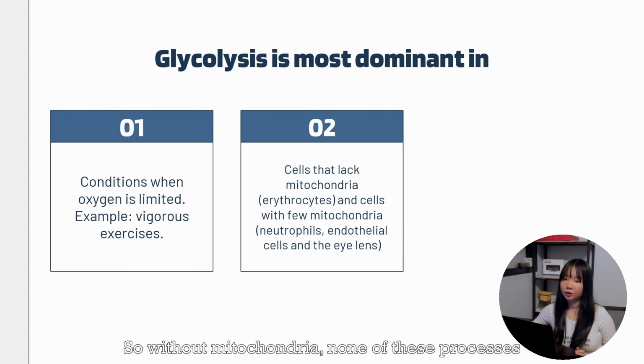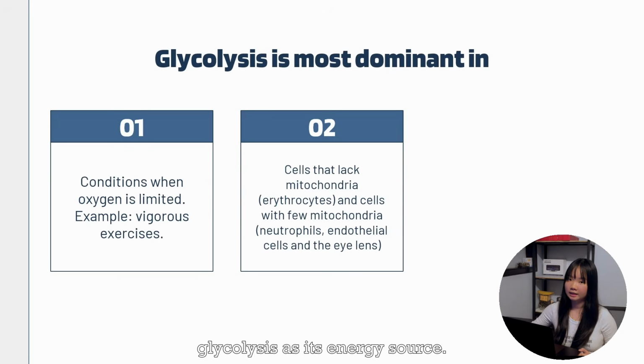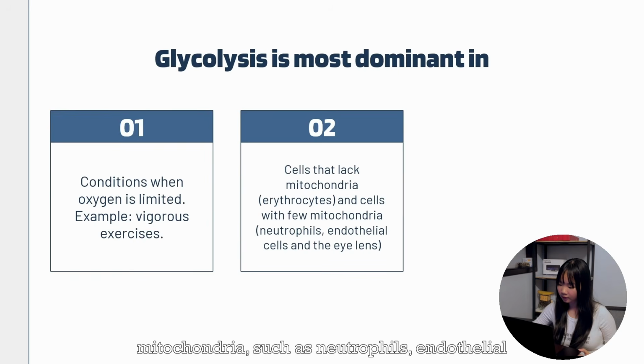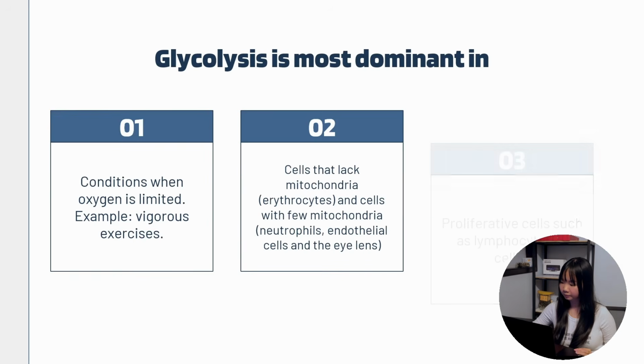So without mitochondria, none of these processes can occur and none of these processes can provide energy. So cells with this condition tend to prefer glycolysis as their energy source. And that goes the same for cells with few mitochondria such as neutrophils, endothelial cells, and the islands.